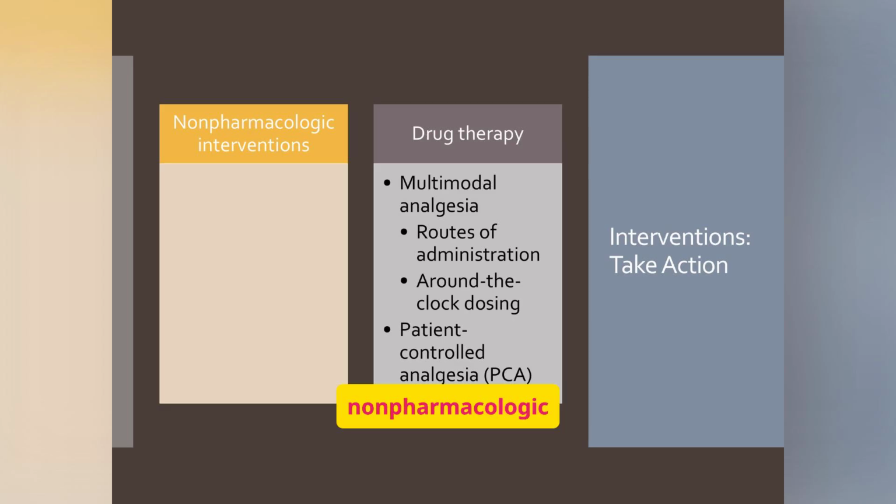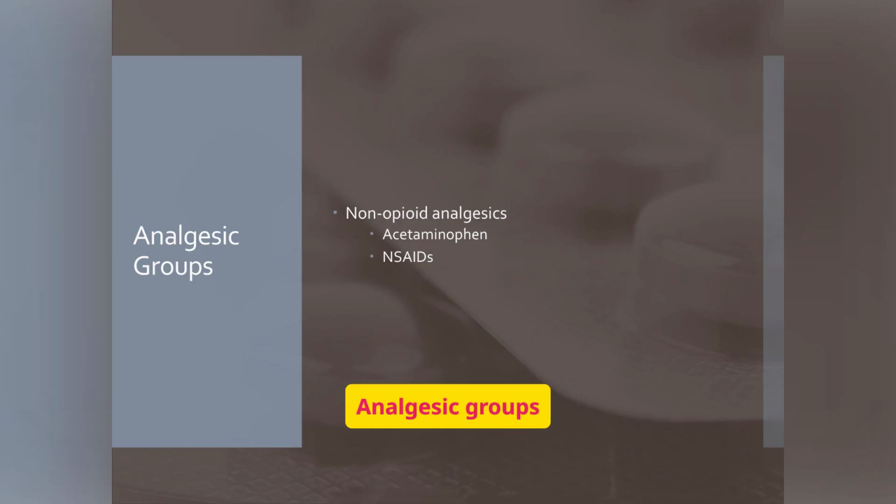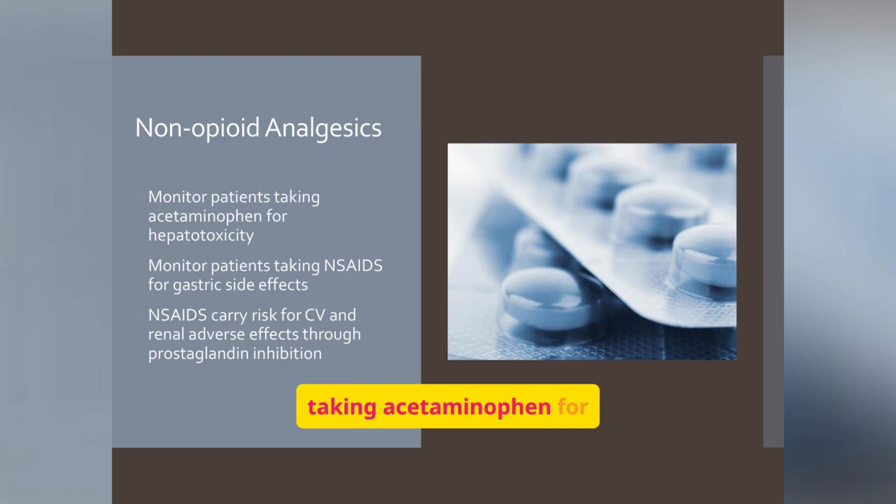Pain management involves non-pharmacologic interventions and drug therapy. Multimodal analgesia, routes of administration, around-the-clock dosing, and patient-controlled analgesia, PCA, are key strategies. Analgesic groups include non-opioid analgesics, acetaminophen, and NSAIDs. Understanding the properties and potential side effects of each group is essential for safe and effective pain management. Monitor patients taking acetaminophen for hepatotoxicity and those taking NSAIDs for gastric side effects. NSAIDs also carry risks for cardiovascular and renal adverse effects due to prostaglandin inhibition.